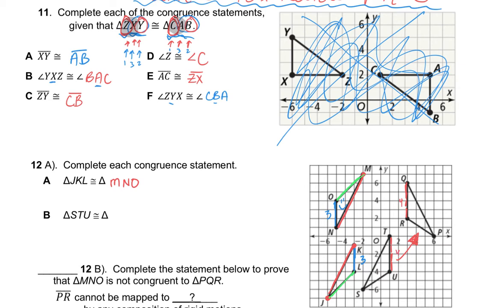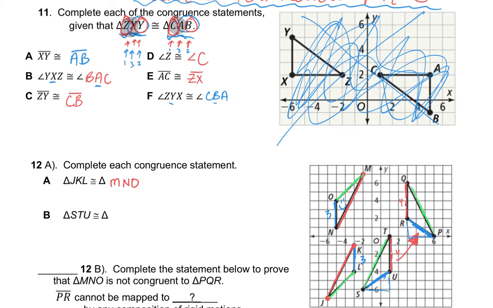All right, and I could do other things too. I could be like, okay, this one goes over 3 and up 2, and this goes over 3 and up 2. It matches. So I could do a lot of things to find all the matching parts. All right, so let's do it.